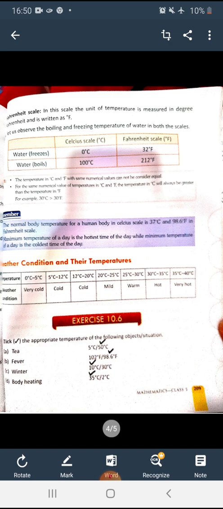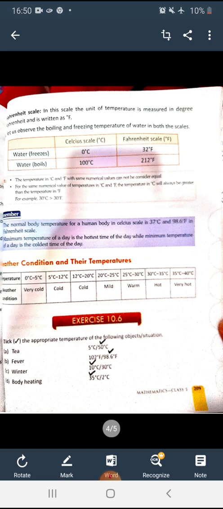So on the basis of temperature, exercise 10.6 is given. No need to do this exercise in the fair notebook. You can tick mark in the book itself. So here what is it? Tick the appropriate temperature of the following objects. First is tea. All of you know that tea is hot. 5 degrees Celsius cannot be there because 5 degrees Celsius is very cold. So that is 50 degrees Celsius, right?